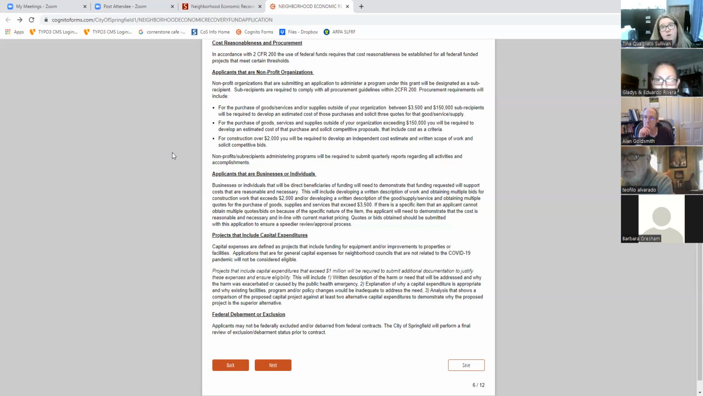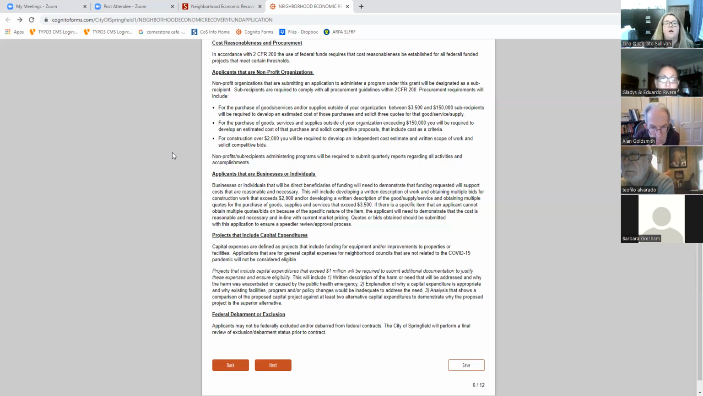And obviously, if you didn't have a very firm idea of what those items might cost, if it then required a budget adjustment upwards, there likely wouldn't be funding to cover that adjustment. So we're encouraging folks to seek quotes for any goods or services that they might be purchasing that are of substantial amount prior to submitting your application. It's not required if you're a nonprofit, but we're encouraging you to do so. Additionally, nonprofits or subrecipients that will be administering programs will also be required to submit quarterly reports that provide updates on all activities and accomplishments for the duration of the contract.